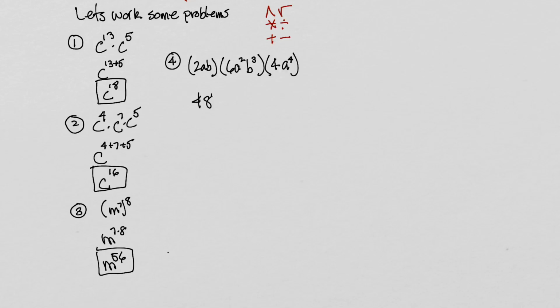Now, what about the a's? I got a times a squared. Now, we're multiplying, so we add the exponents right below it. We add, so it's going to be a to the 1 plus 2 is 3, and 4 more. So a to the 7th. And then b, we got 1b here, so b to the 1st. 3 here, so 1 plus 3 is 4. And there's no b's over here, so just b to the 4th.